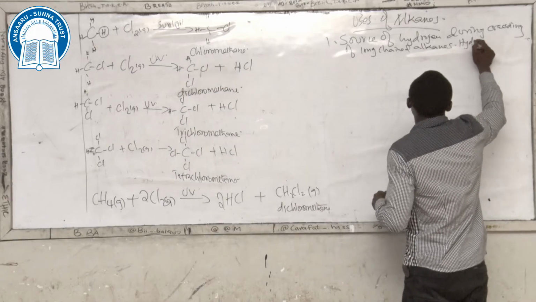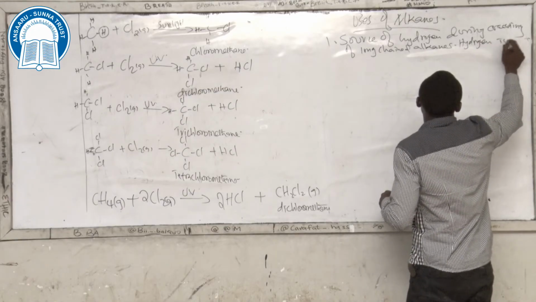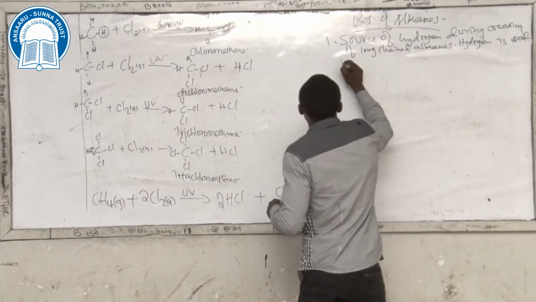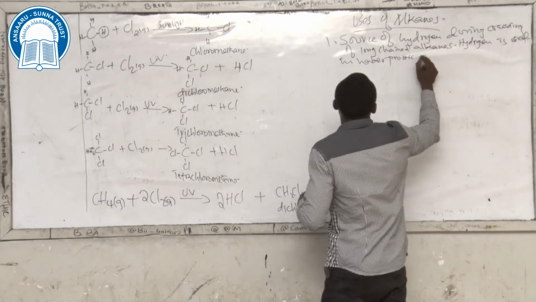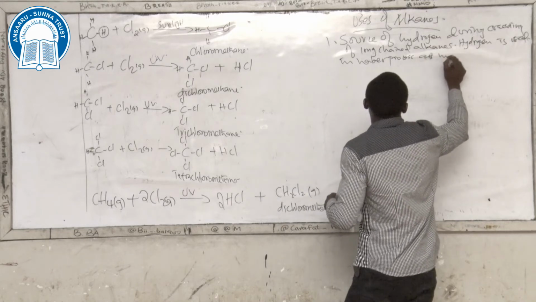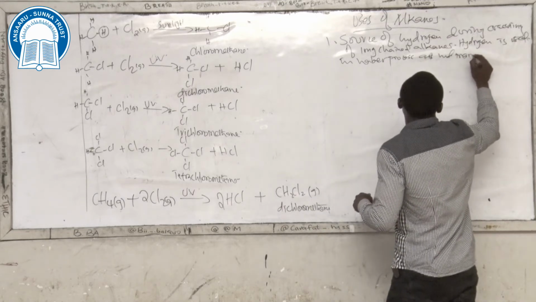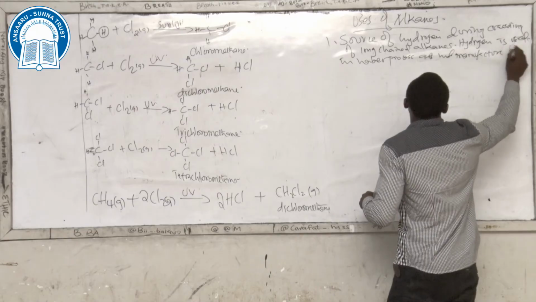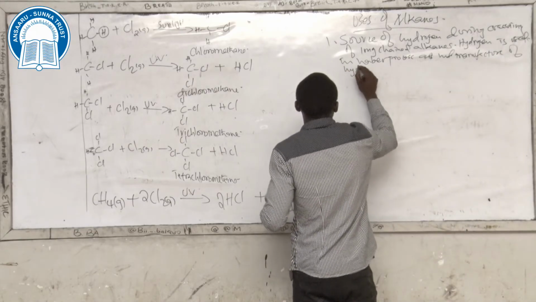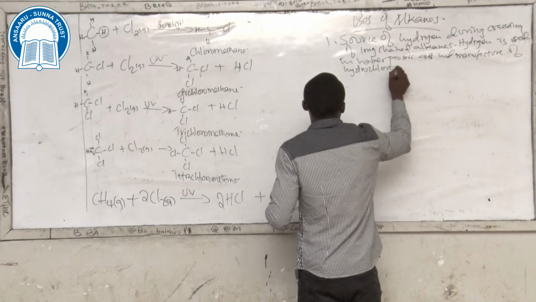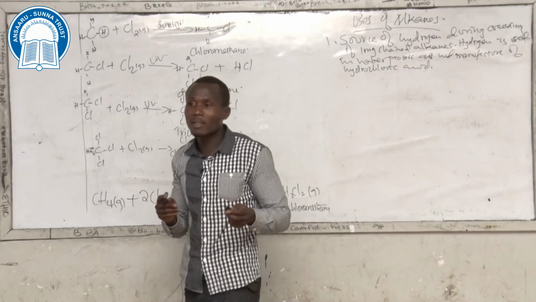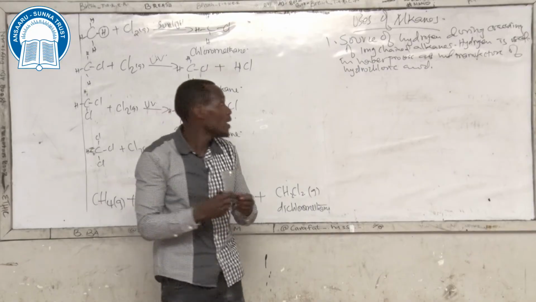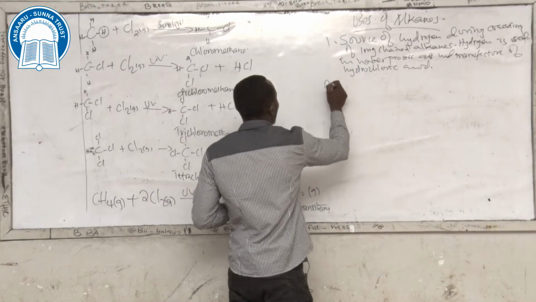So hydrogen is used in the Haber process and in manufacture of hydrochloric acid, though hydrogen also still has some other uses. Then we have the second use.